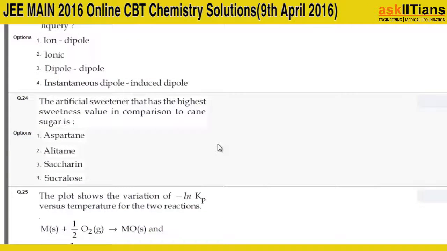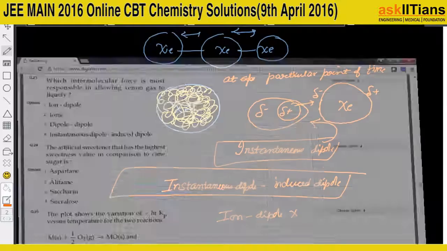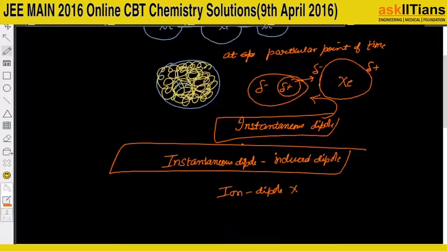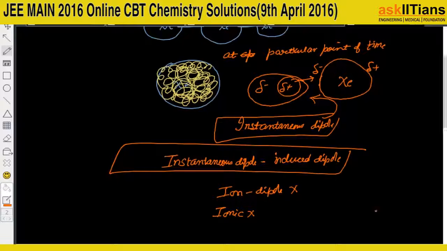So the first option was ion dipole. See, there is no ion, so the ion dipole cannot be the correct option for this particular question. Second is ionic. Again, there is no ionic stuff in the xenon molecule, so this is also not the correct option. Third is dipole-dipole. There is no dipole as such in the molecule, so again this is not the correct option, whereas the fourth option will be the correct option for this particular question.